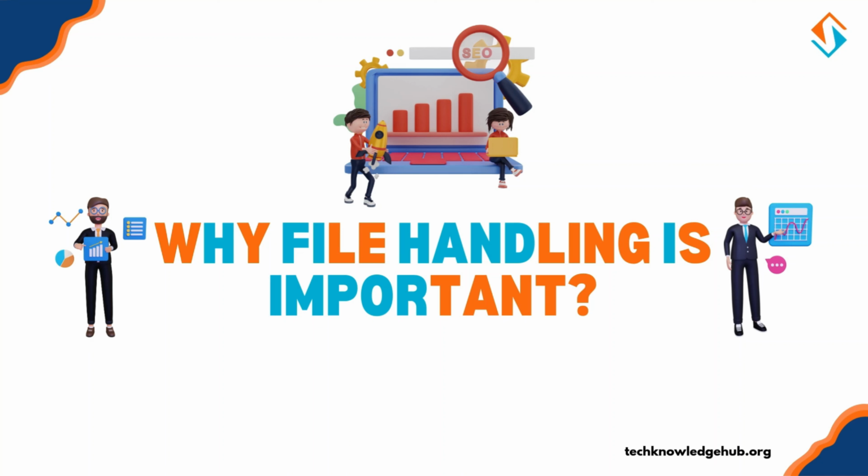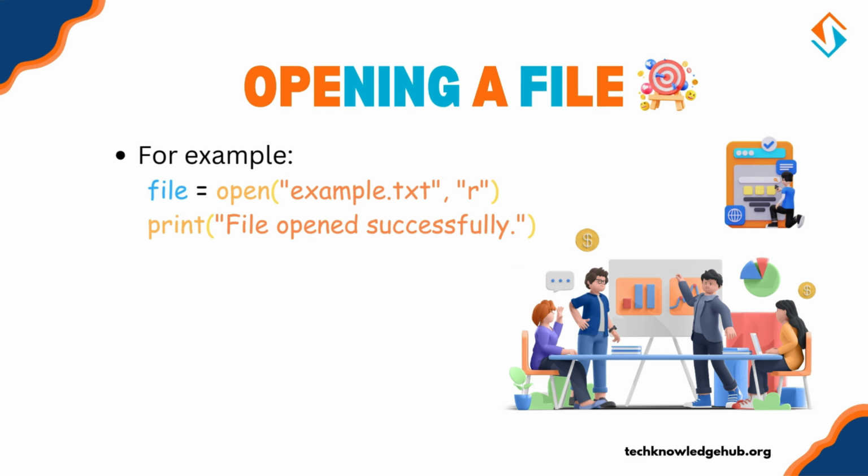Let's jump into how we open and close files in Python. In Python, the first step to reading from or writing to a file is to open it. We do this using the open function. It's important to remember that once we're done working with a file, we need to close it to free up system resources. Not closing files can sometimes lead to issues in larger applications, so it's good practice to always close a file after opening it.